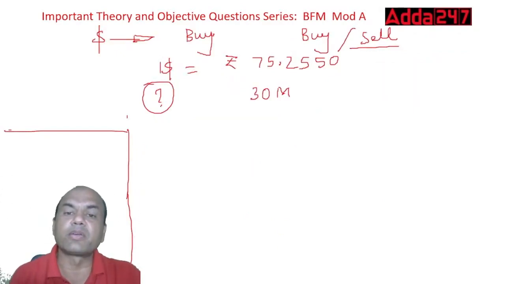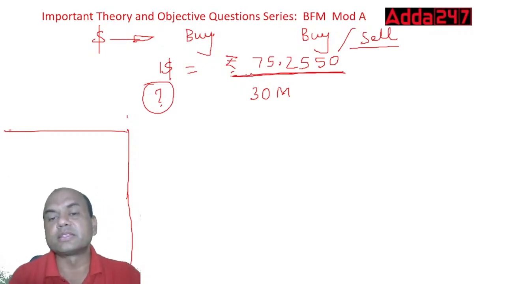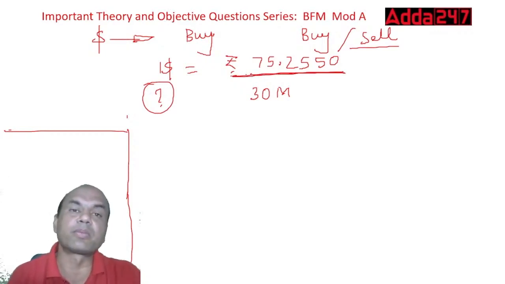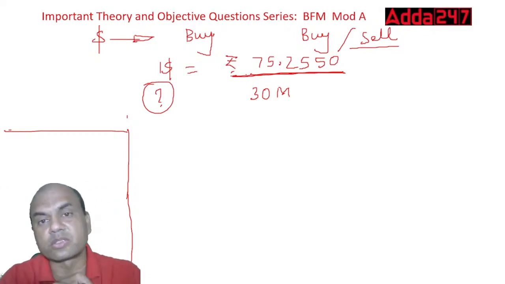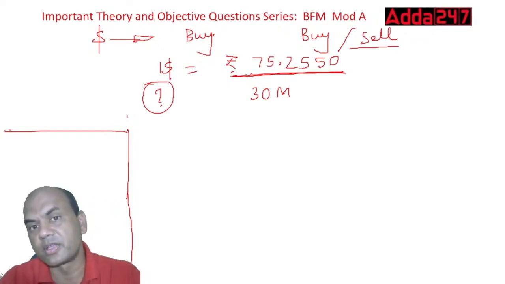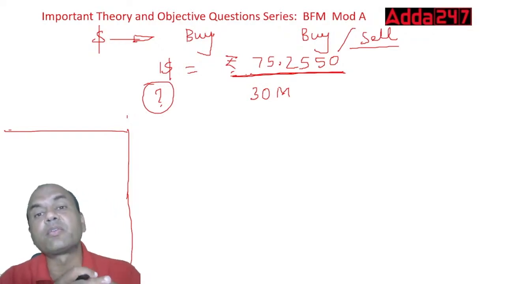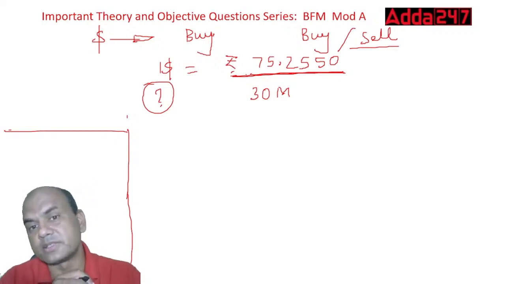What is the rate to be given to that customer? The rate to be given to that customer is this 75.2550. This is the rate which will be quoted to the customer because we don't have the margin. Whenever you deal with the margins, you have to either add or subtract the margin. If you do the sale transaction, you'll have to add the margin. If you do the buy transaction, you'll have to subtract the margin.